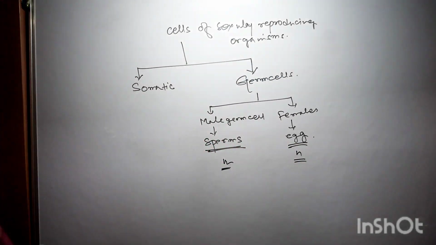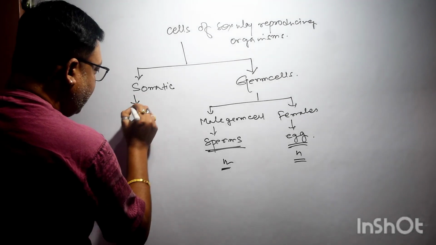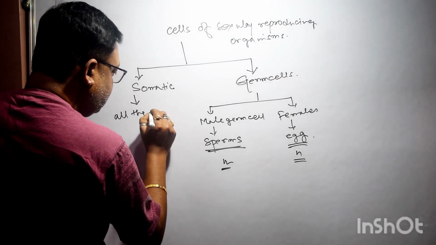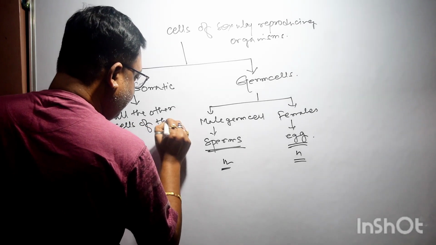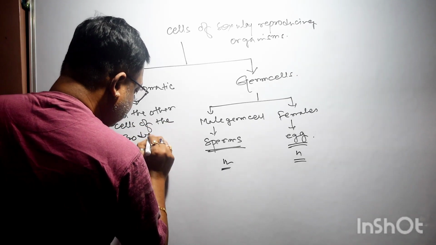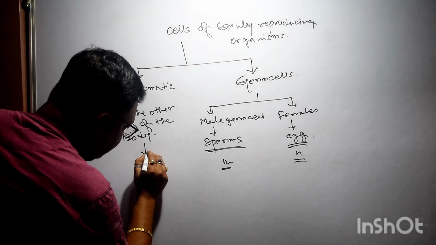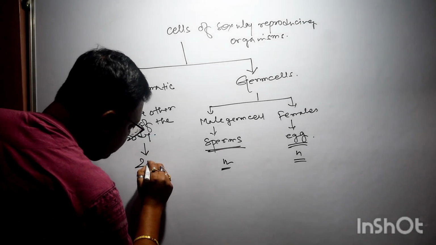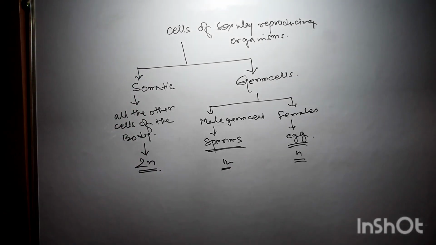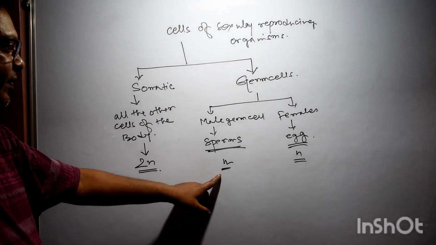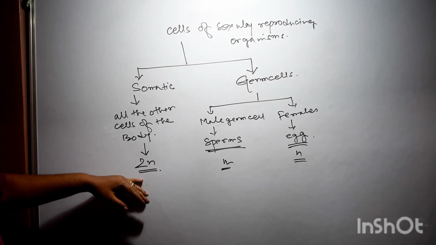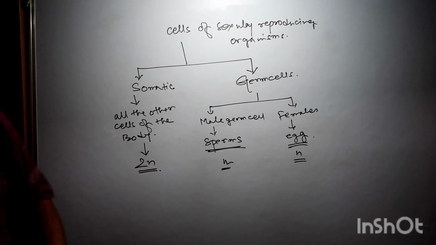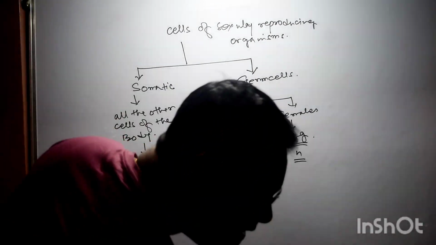And the somatic cells are all the other cells of the body. They are known as somatic cells, and their ploidy or chromosome number is 2N, diploid. So these are the germ cells. They will have haploid chromosome numbers, that is half of the somatic cells.